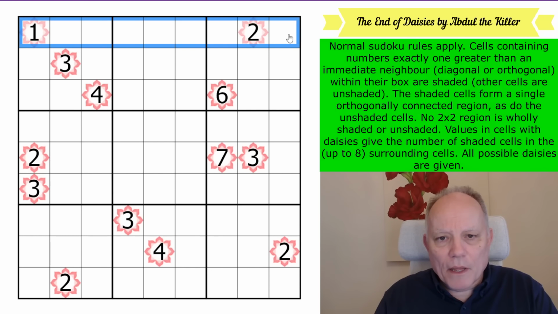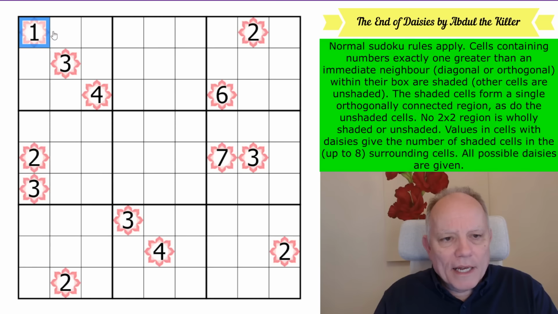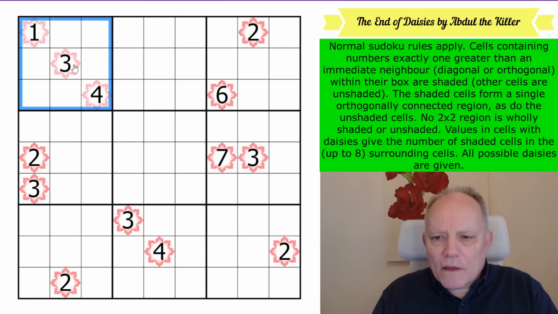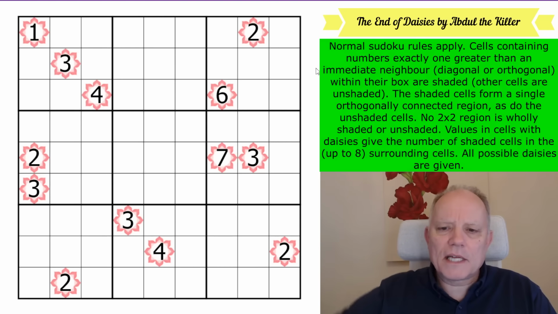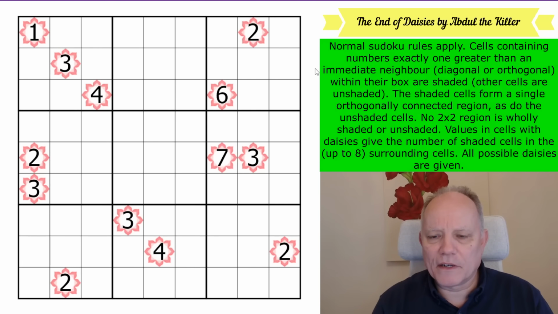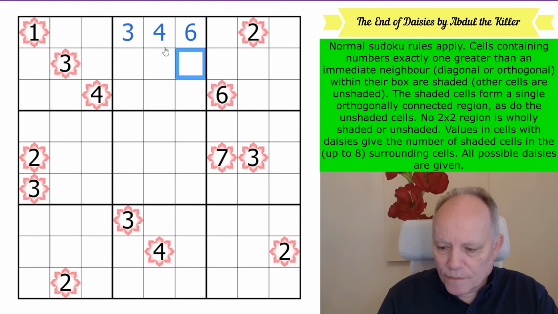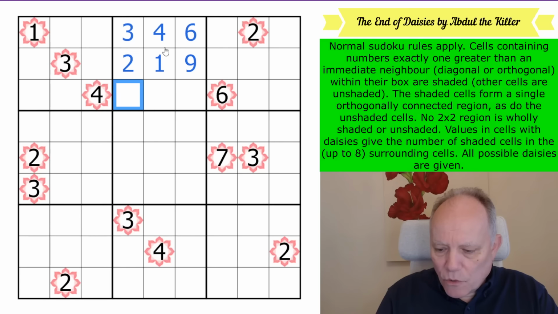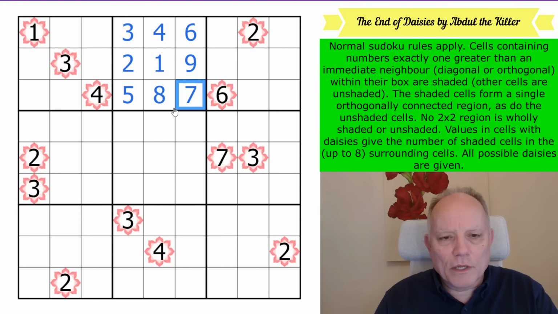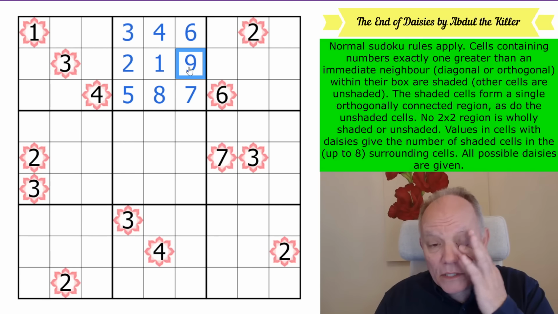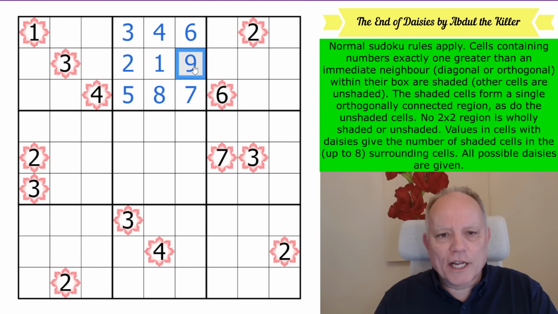So normal Sudoku rules apply. 1 to 9 goes in every row, every column, and every 3x3 box. In the completed grid, cells containing numbers that are exactly 1 greater than an immediate neighbour, diagonal or orthogonal, within their box are shaded, and otherwise they are not shaded. So I'm just going to write a very random set of digits in this box, which I'm sure won't be right in the actual thing, just to show you which ones would be shaded. So 9 is touching 8 diagonally within the box. You're only looking within the box. Don't look outside the box when you're doing this shading. So 9 would be shaded.